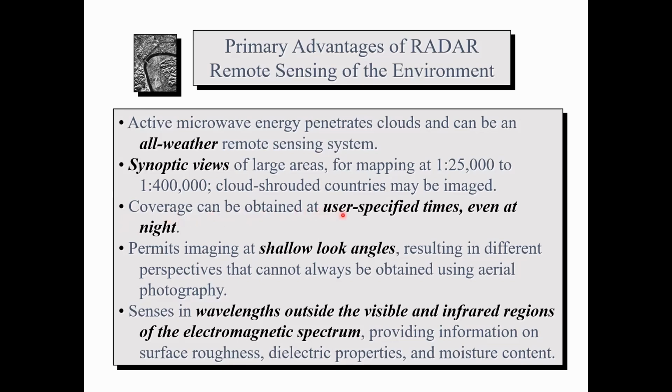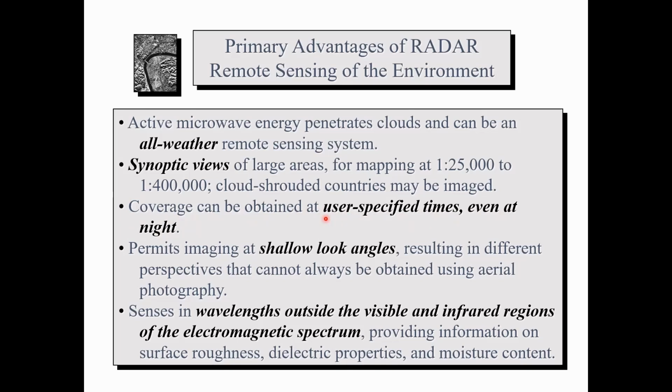Coverage can be obtained at user-specific times, okay, even at night. So you can use it at any time because you have your own light source. Yet for optical remote sensing, that one has to be done only during the day when the sun is there. But for radar or active remote sensing, you can do it any day because the sensor is emitting its own energy. It also permits imaging at shallow look angles, resulting in different perspectives that may not be obtained using aerial photography.